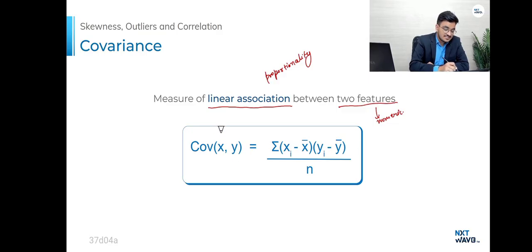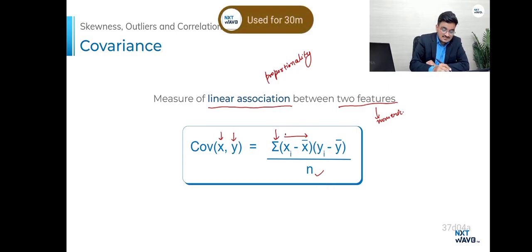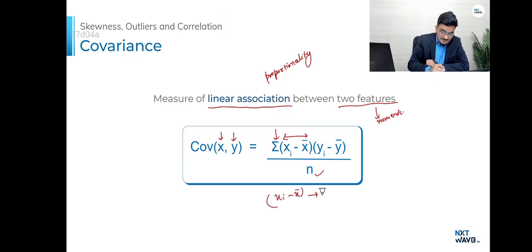Covariance between feature X and Y, these are the two features we have, is calculated by taking the average. Since we are doing a sum here and we're dividing it by the number of observations, we are taking the average of, now what does this represent? Xi minus X bar. This represents the difference of the ith observation with respect to the mean value of X. Similarly, this represents the difference of the ith observation with respect to the mean value of Y.